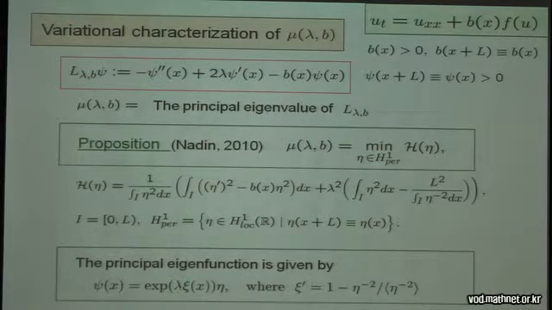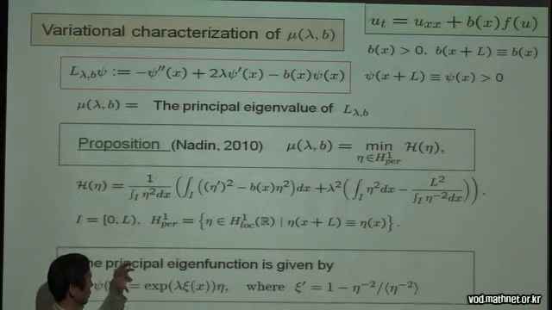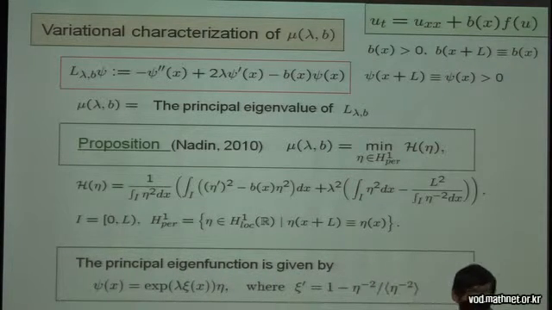If you change lambda into minus lambda, this new function is again periodic, and it is the principal eigenfunction of the adjoint operator. So the adjoint operator and the original operator, the eigenfunctions are given in the same form, only the sign is different. This turned out to be extremely useful.